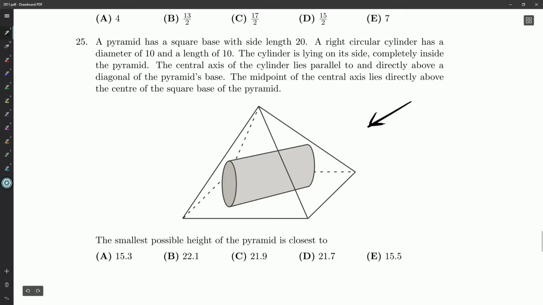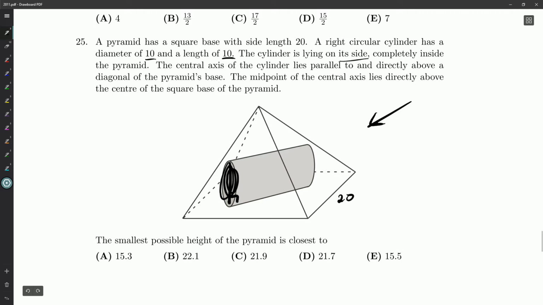A pyramid has a square base with side length 20, a right circular cylinder. Must be my perspective because it kind of looks like a slanty cylinder, but that's okay. They're telling me it's right circular, which means that the face here is perpendicular to the height, so the circular face. Anyways, a right circular cylinder has a diameter of 10 and a length of 10. Yes, they mean the height, but it's sitting on its side, so that makes sense. The cylinder is lying on its side, completely inside the pyramid.